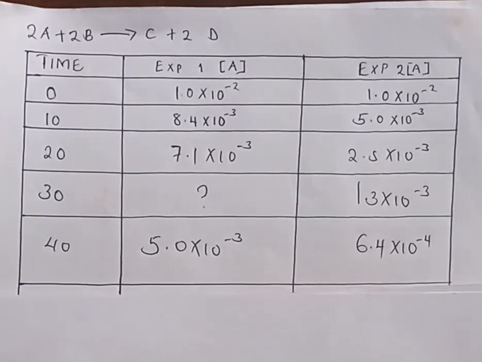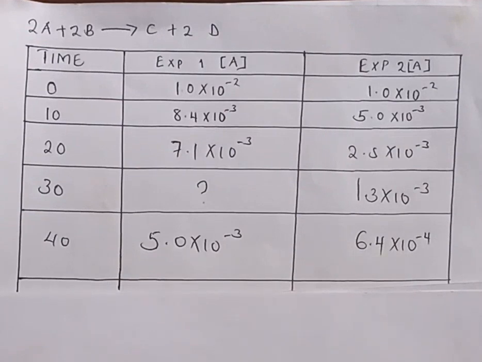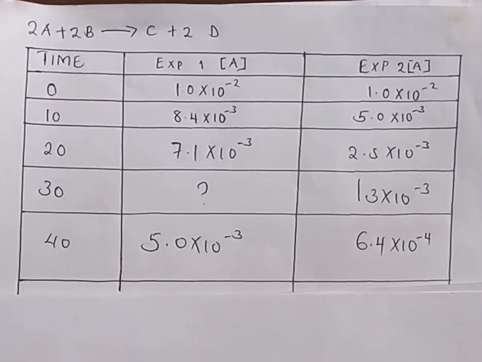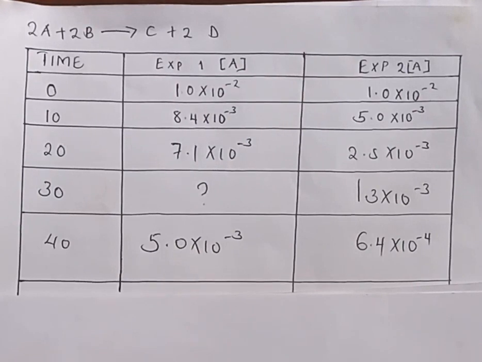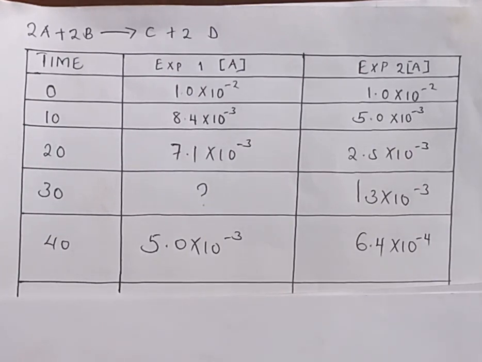It's about chemical kinetics, where we had 2 moles of A reacting with 2 moles of B to produce C and 2 moles of D. And we've been given concentrations of A for the first trial experiment and for the second trial experiment. For the first trial experiment, it requires to be filled at the value of 30.